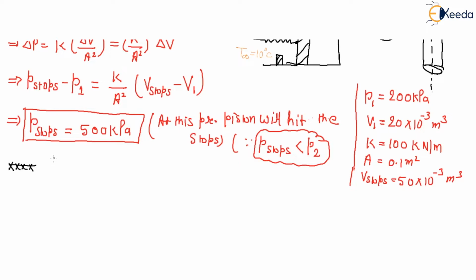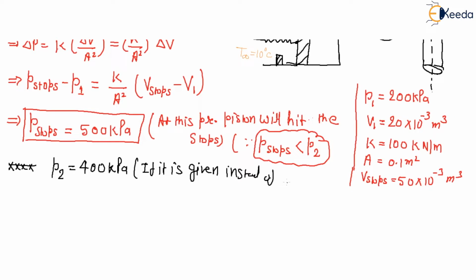If the final pressure P2 is given as 400 kilopascal instead of 800 kilopascal, this pressure is less than P stop, so the piston doesn't hit the stop. Why? Because the final pressure is 400 kilopascal, and when you calculate the pressure at the stop, it is 500 kilopascal. So the piston doesn't hit the stop.